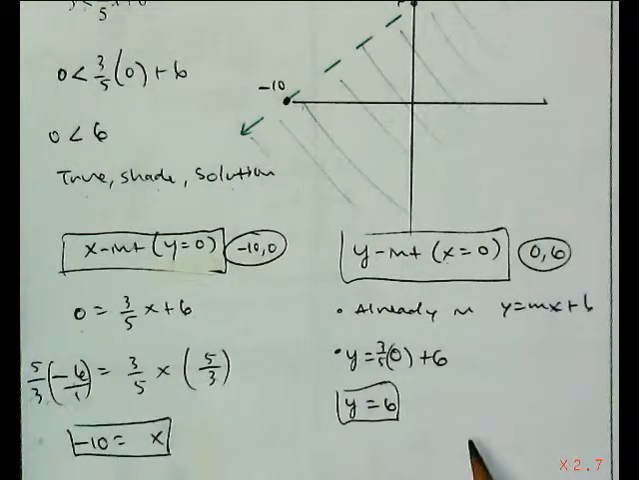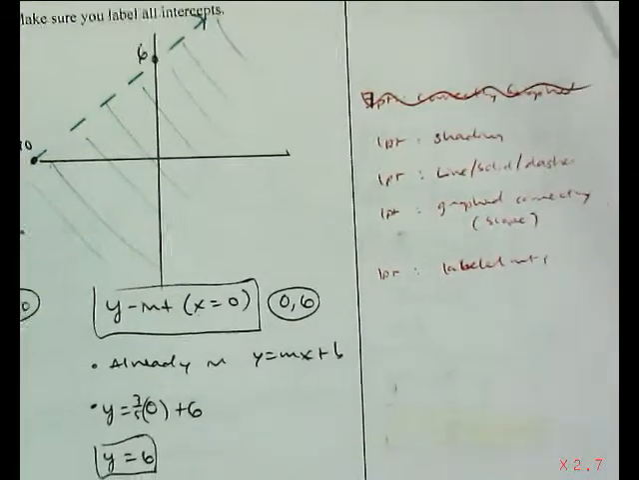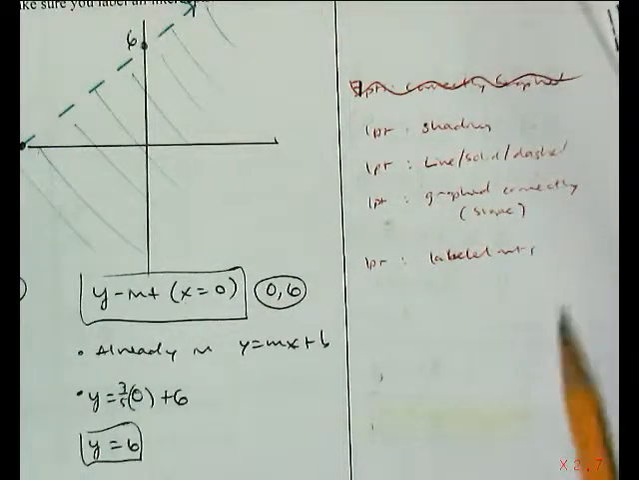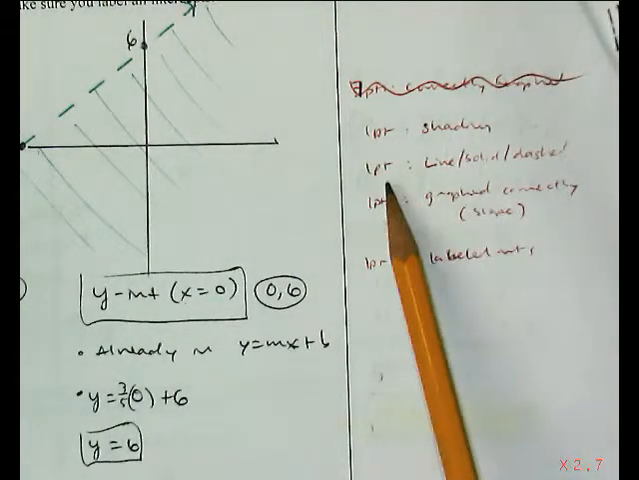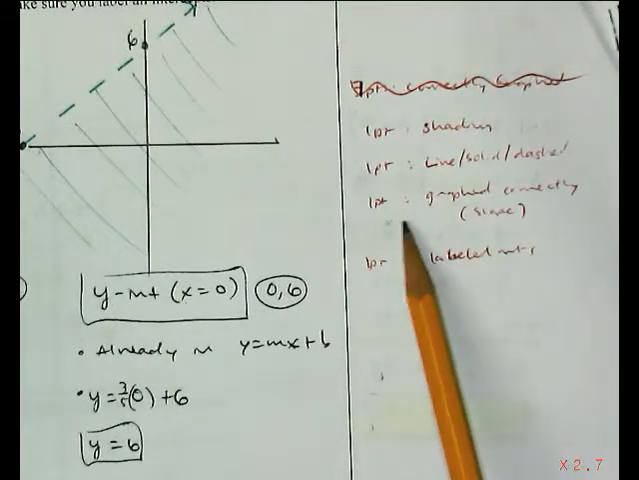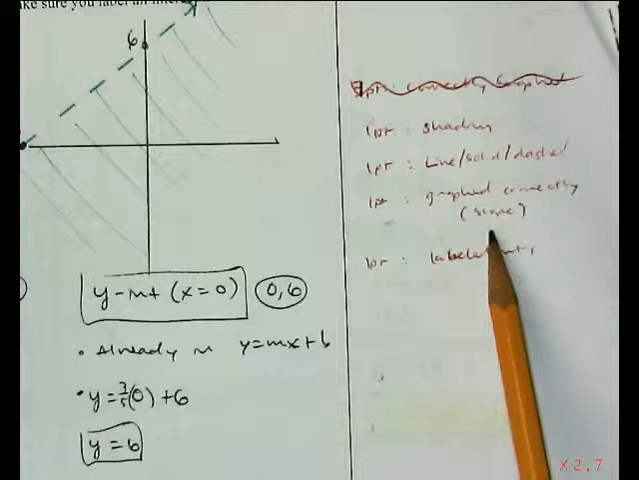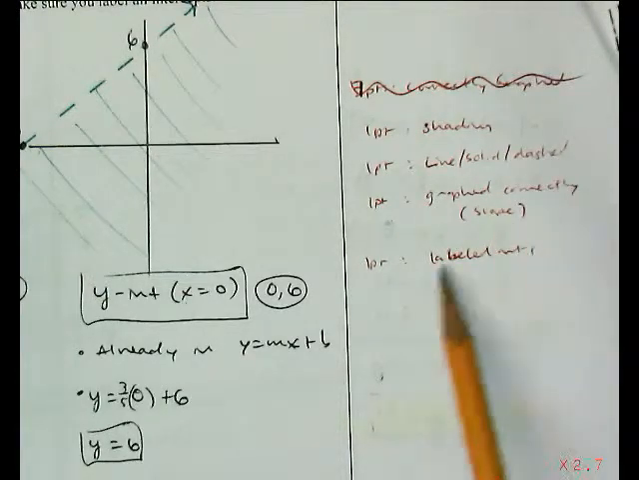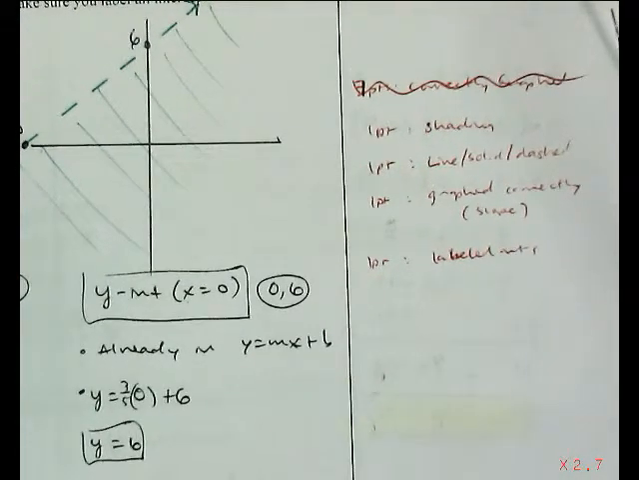There's the work for the y-intercept, and on this problem I did not give a point for trying. So 1 point for shading, that's your test point, 1 point for the line solid or dashed, it's dashed, 1 point for graphing it correctly, meaning you have the slope correctly, as a positive slope, and 1 point if you label your intercepts.